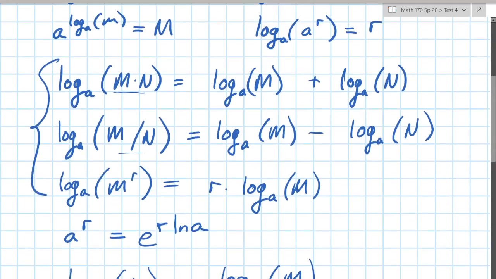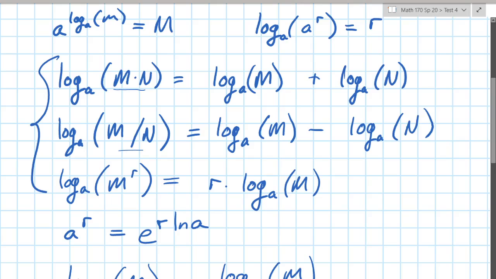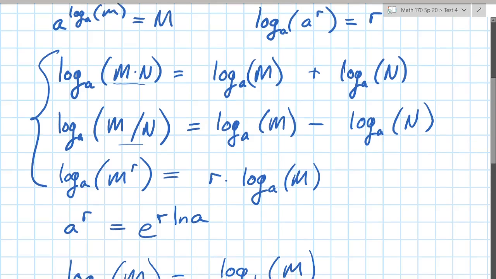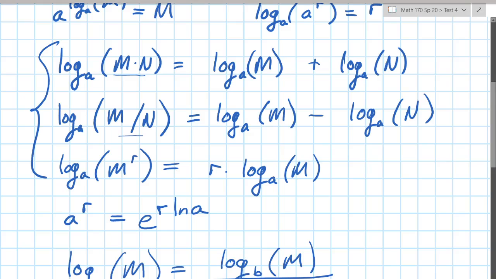Again, going back to exponentials, dividing two exponentials with the same base, you end up subtracting the powers or the exponents. And then the next one allows us to bring the r power out front to become a coefficient. So from a power to a coefficient.